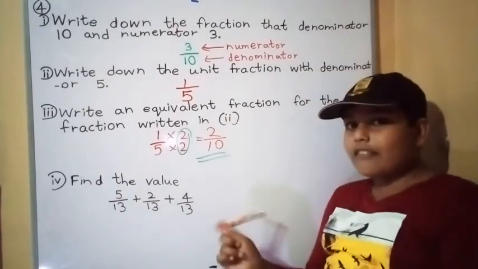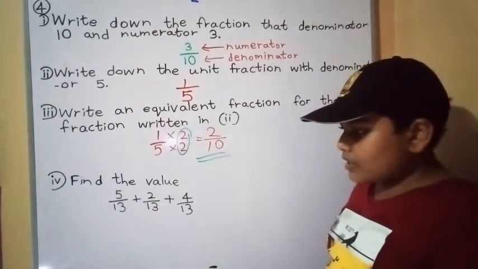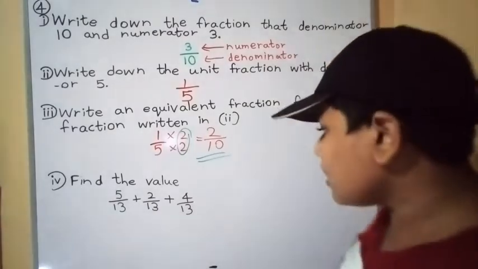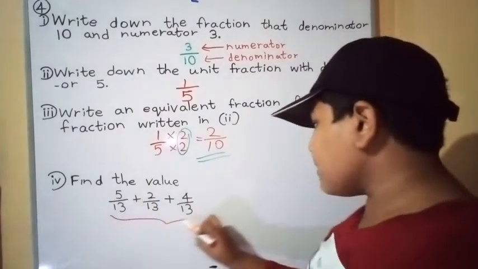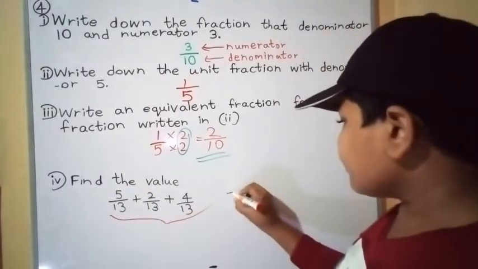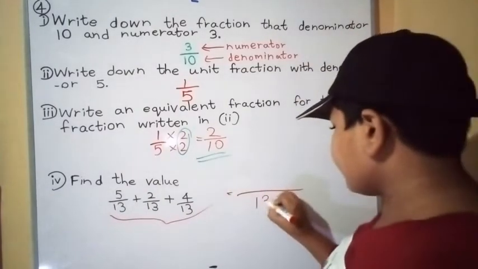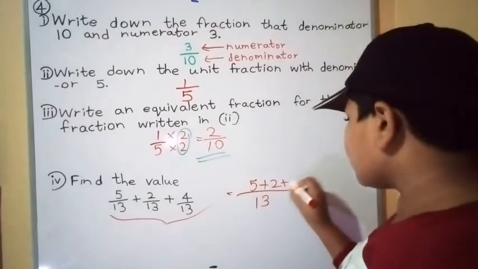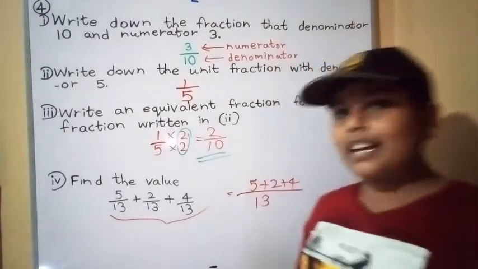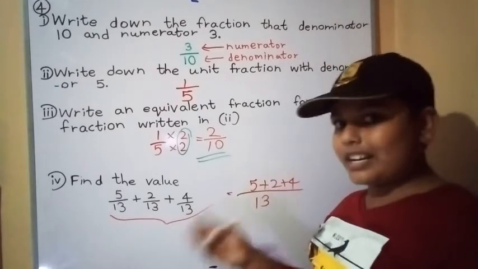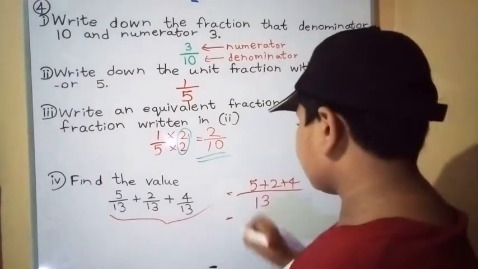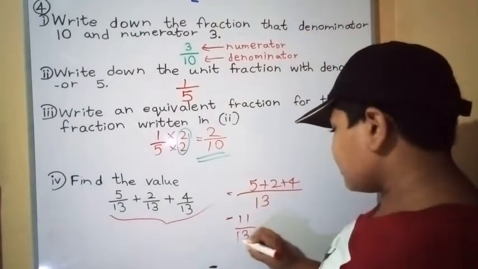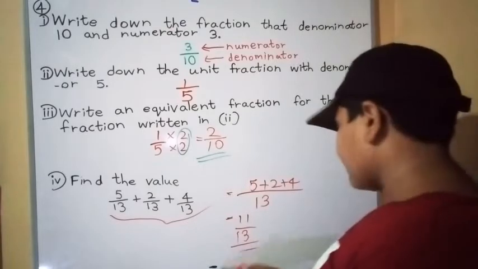Fourth one, find the value. You have 13 over 5 plus 13 over 2 plus 13 over 4. Now you know the denominators are the same, so you can write the same denominator, but there are 5 plus 2 plus 4 there. Numerators are changed but the denominator is not changed. 5 plus 2 is 7. 7 plus 4 is 11. Now 13 over 11 is the answer for that.